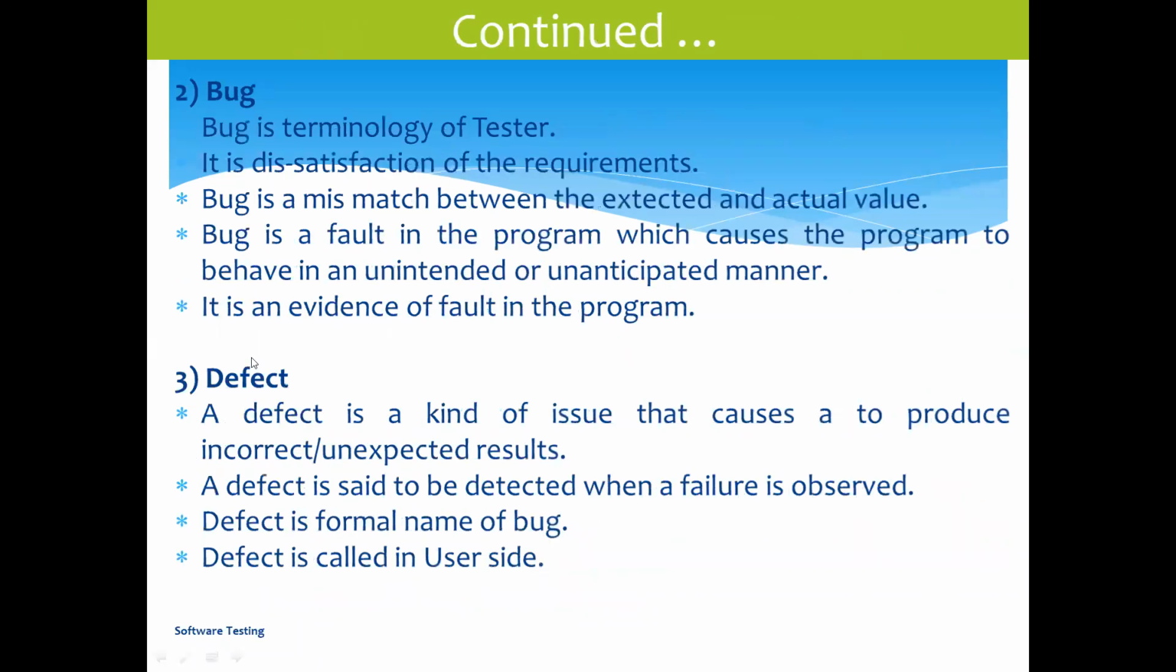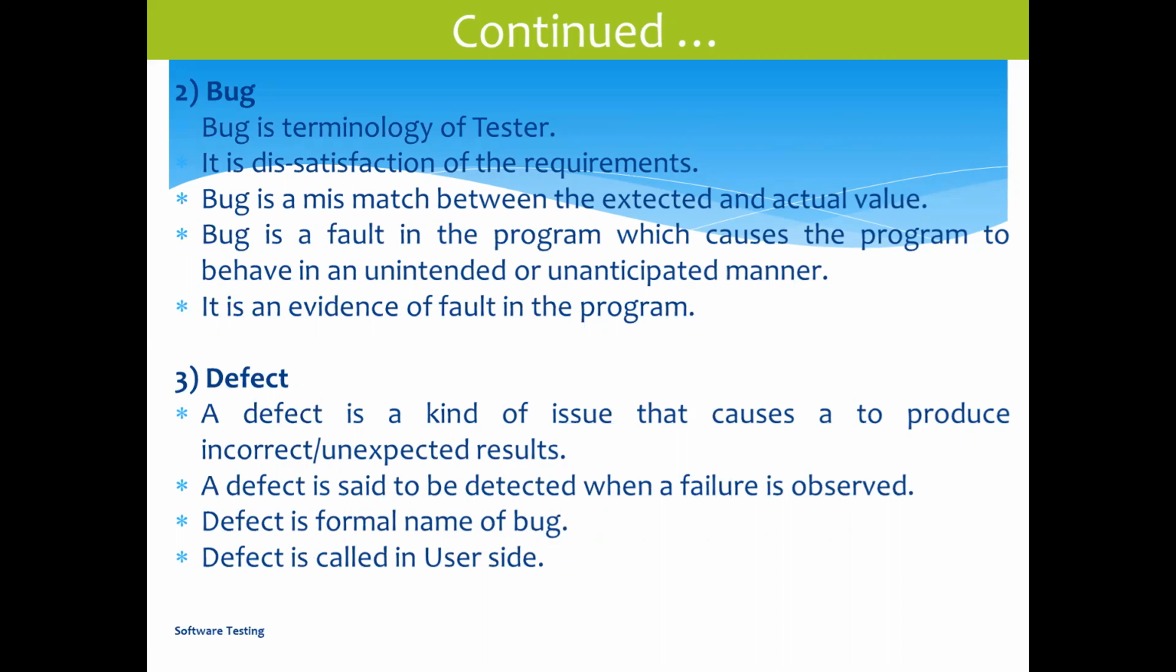Okay, next is bug. Bug is a terminology used for the tester; testers should use this terminology, bug. It is also dissatisfaction of the requirement. So our requirement is one thing, but we are getting something else. Both are mismatching, then we can call it a bug. A bug is a mismatch between the expected and actual value. What we are expecting in the requirement document, what they have given, that is our expectation. Actually what we are getting after execution and what we were expecting as per the requirement, if both are not matching, then that is a bug.